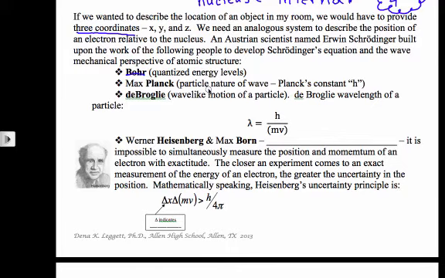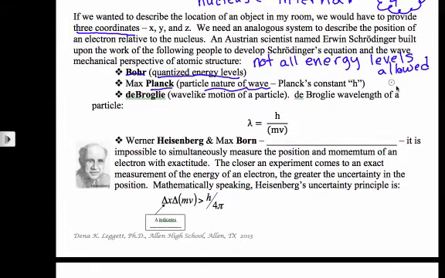I know I don't like the Bohr model per se in the orbiting electron issue, but he did provide us with that idea of quantized energy levels. Quantized means that not all energy levels are allowed. So it's more like steps, not like a ramp. That's what quantized means. Max Planck helped us out by providing the particle nature of a wave, in that energy is equal to h nu. Remember, h is Planck's constant.